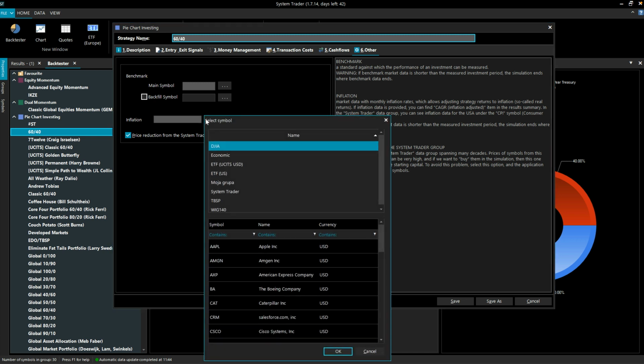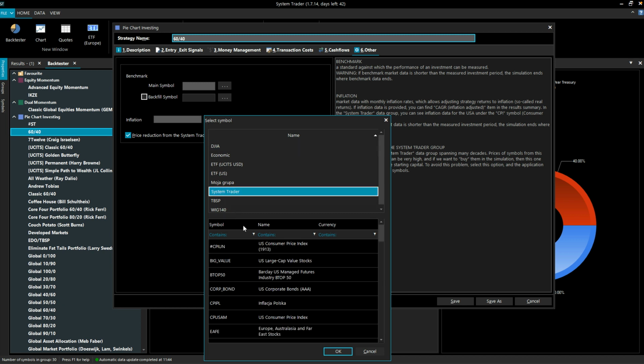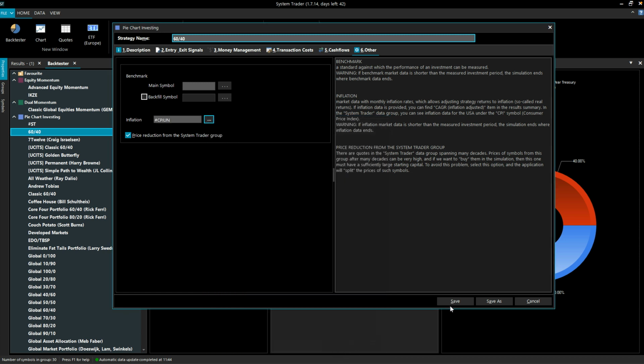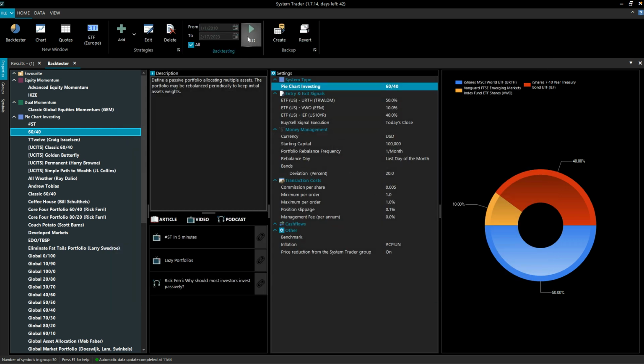The inflation index will allow us to adjust our results to inflation. And this is very important, especially if we are looking into the historical results of our portfolio for a long period, for decades, for example, because then adjusting such results to inflation is very, very important. Okay, so let's go to System Trader. And here in the first position, we see the US Consumer Price Index, which is going, by the way, back to 1913. Okay, we can save it and let's run the simulation again.